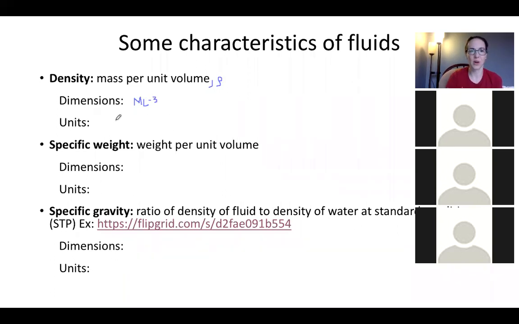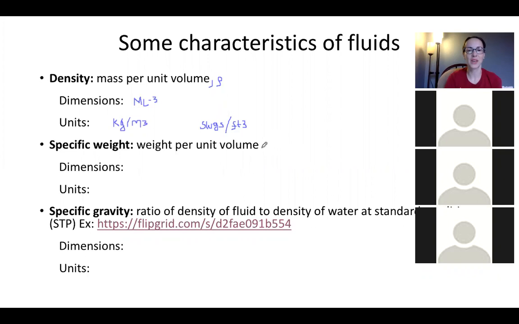And in SI units, it's kilograms per meter cubed, or in British gravitational units, it's slugs per cubic feet. And you can go home and tell your friend that there's something in engineering that has units of slugs, if you haven't heard that before. So slugs per cubic feet. And again, really sorry about the low density annotations, but this will be the only lecture like this.